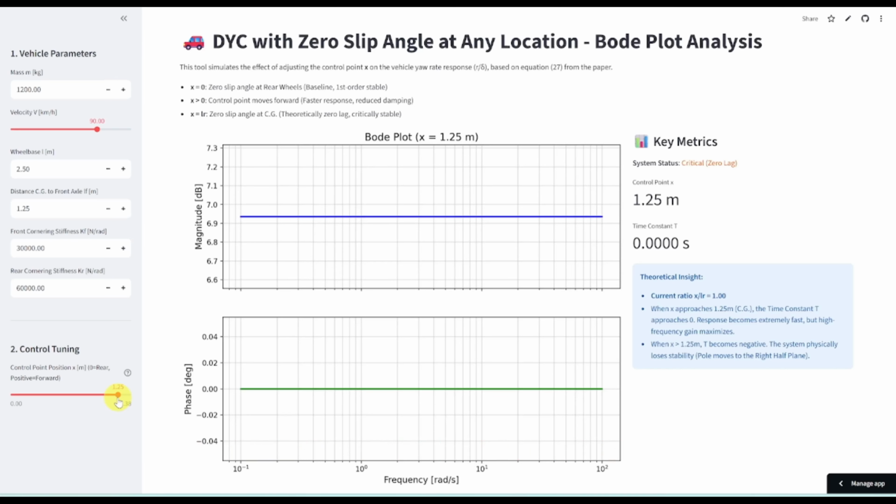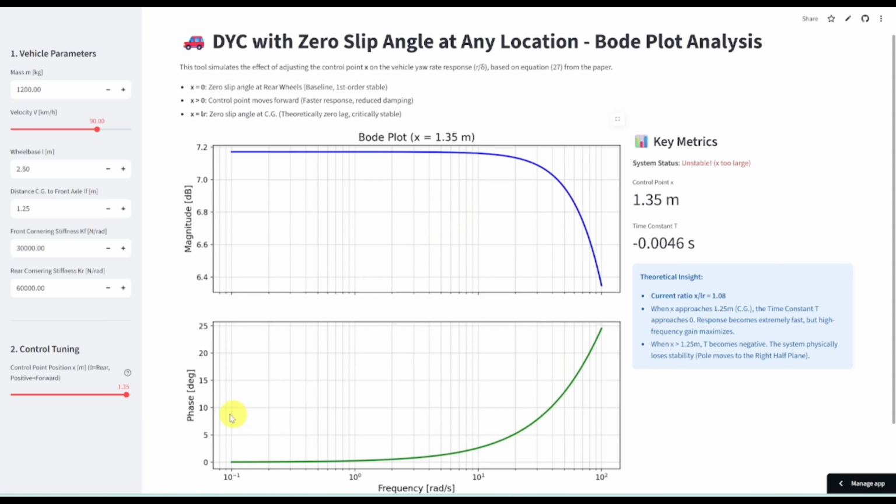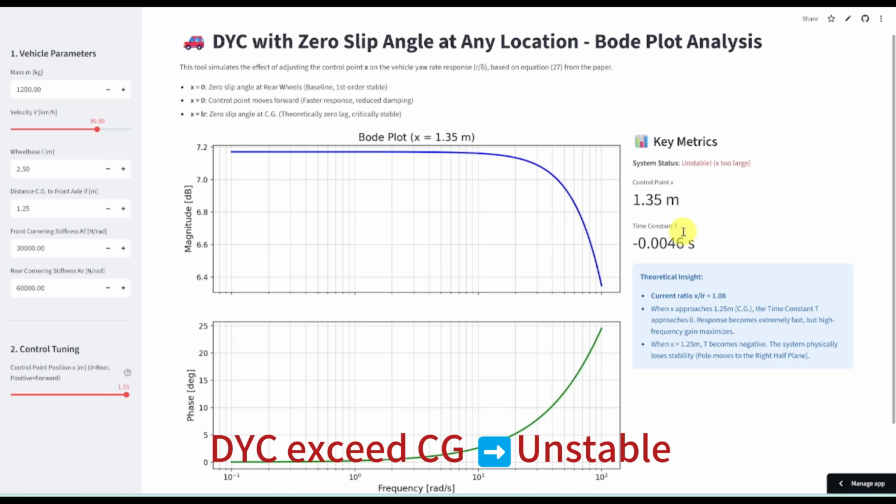When the position of x goes beyond the center of gravity, for example at 1.35, the system's phase becomes extremely unstable, and the response time becomes negative. This is definitely unacceptable. Therefore, the second conclusion: when the DYC action point exceeds the center of gravity, the vehicle becomes unstable.